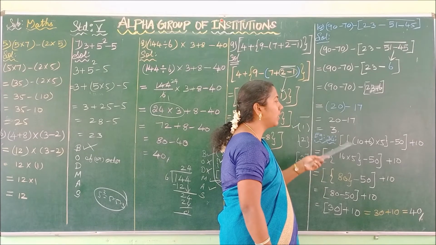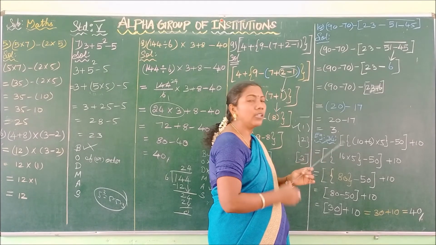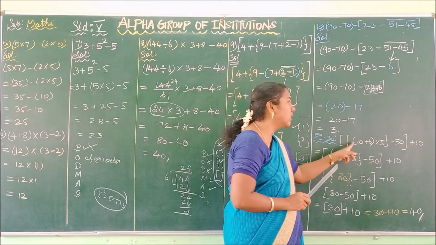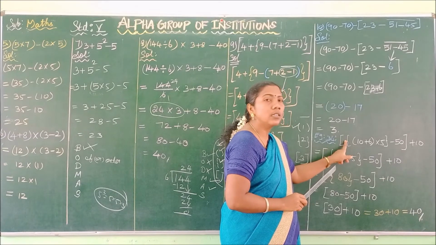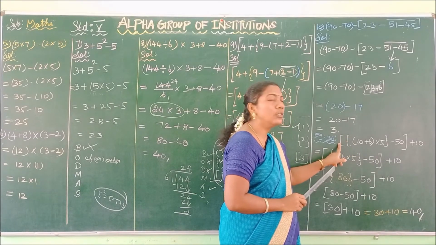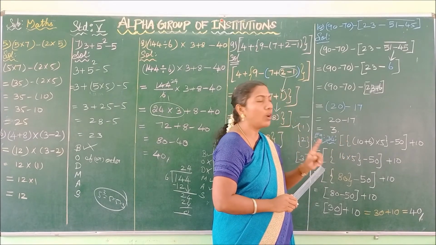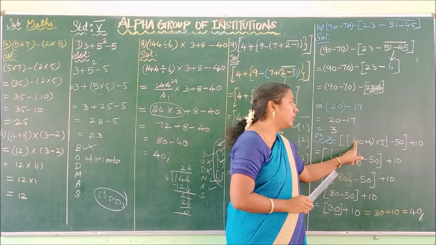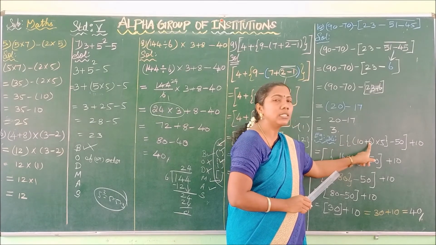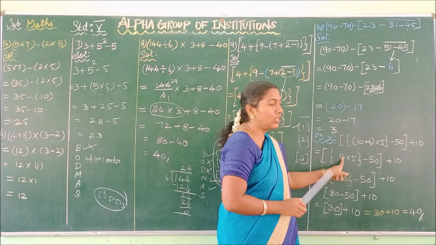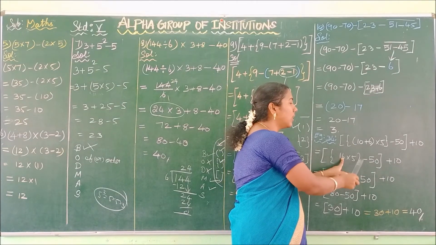See here, children. Once again I am explaining this expression containing three types of bracket. One is the simple bracket, next the curly bracket and then the square bracket. First you have to evaluate the simple bracket. Within the simple bracket you have 10 plus 6. So its answer is 16. This 16 comes under the curly bracket.